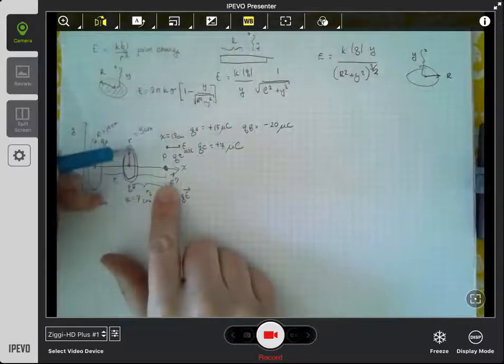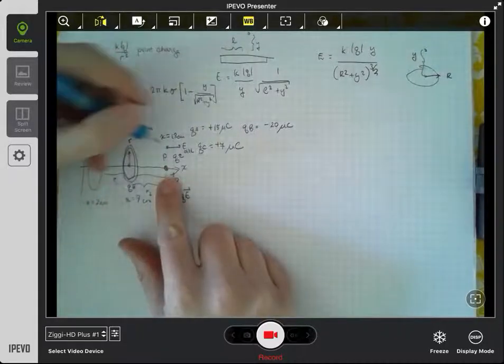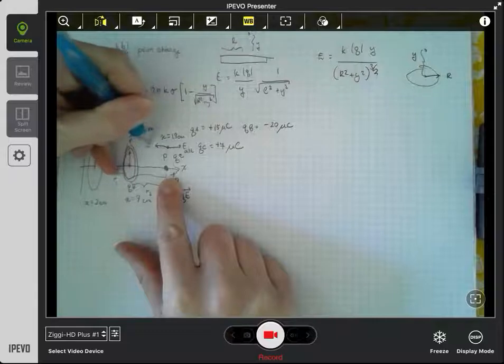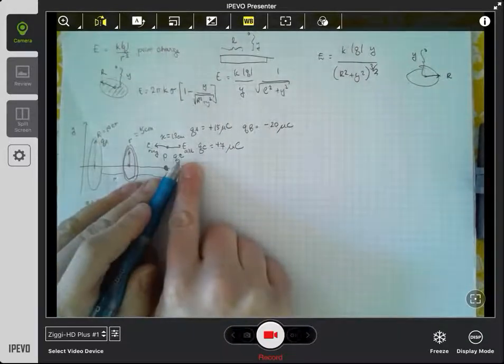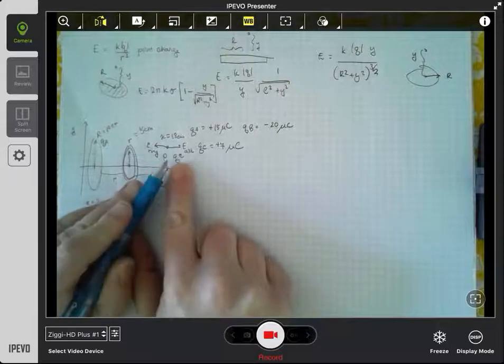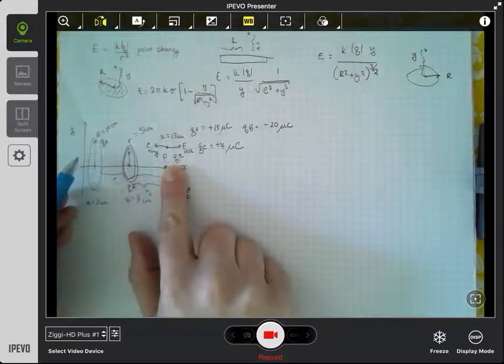And the ring has a negative net charge. It's going to point towards the ring in any direction. So here it's going to be E towards the ring. So we're going to have a positive electric field due to the disk, because it points in our positive x direction, and a negative electric field due to the ring that points to the left.